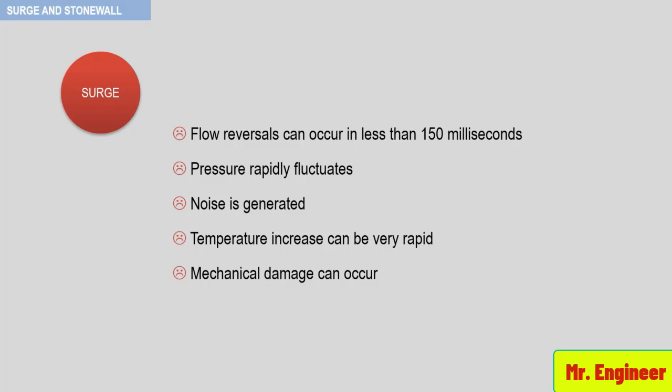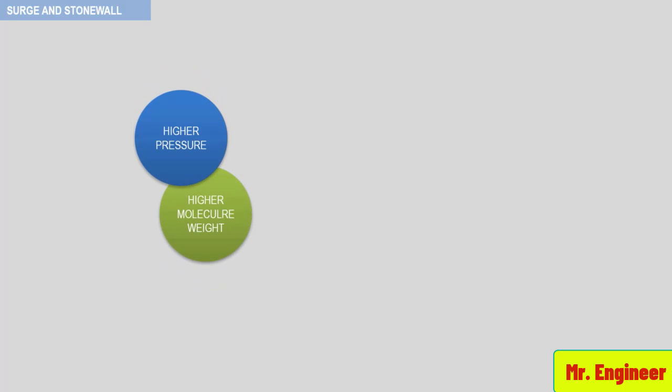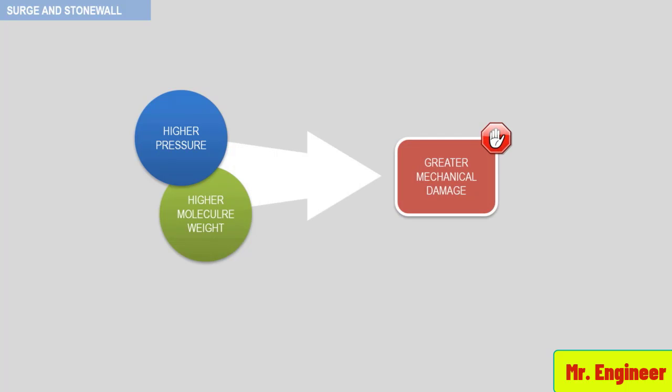The intensity of surge varies from application to application and is proportional to the density of the fluid. Higher pressure and higher molecular weight applications can result in greater mechanical damage. Lower density applications, like in the case of hydrogen, can cause surge damage that may not be detectable until the compressor is disassembled.